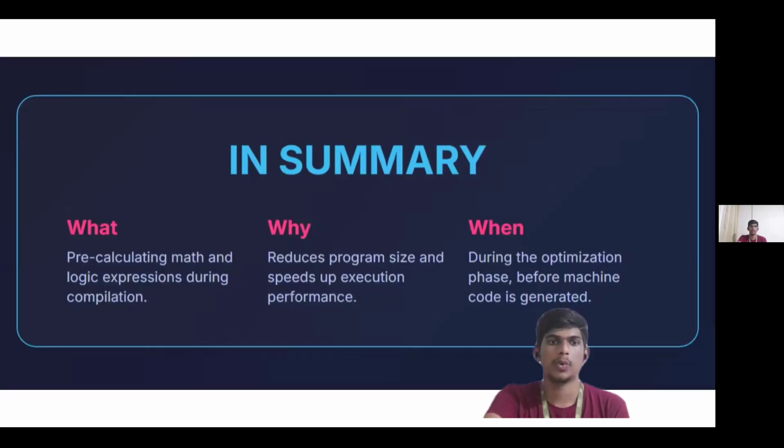Then, in summary, let's conclude why and when we need constant folding. Basically, it pre-computes the math and logical expressions during the compilation process. Why we need it: to reduce the program size and improve the performance and efficiency of the program. And when: during the optimization phase in the structure of the compiler. Before the machine code is generated, we have to optimize it, and for that optimization, we use this concept.